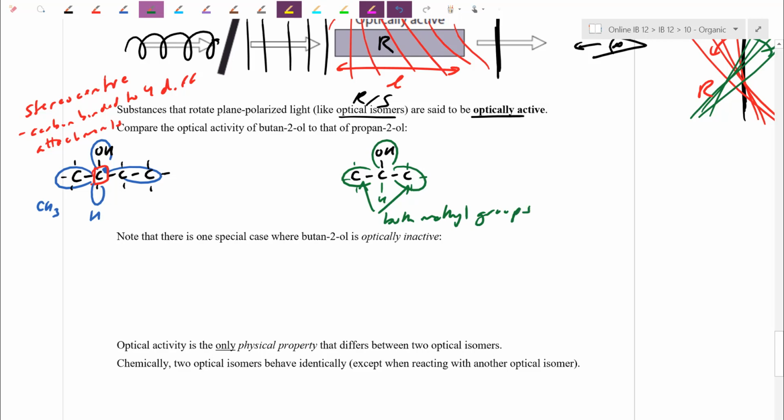This is not going to be a chiral carbon. Chiral is the name for optically active. So, not a chiral carbon, so not optically active. Okay, so let's just draw it out here. I need to draw it with the wedge and the dash to show you whether it's clockwise or counterclockwise. So let's just randomly pick one.